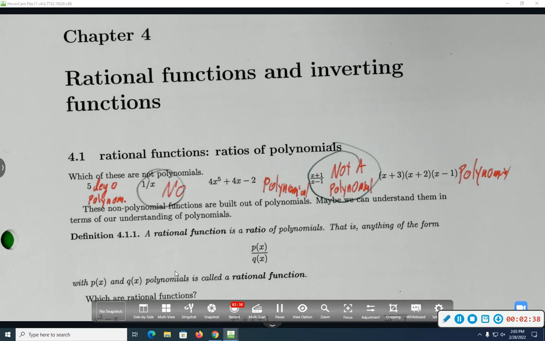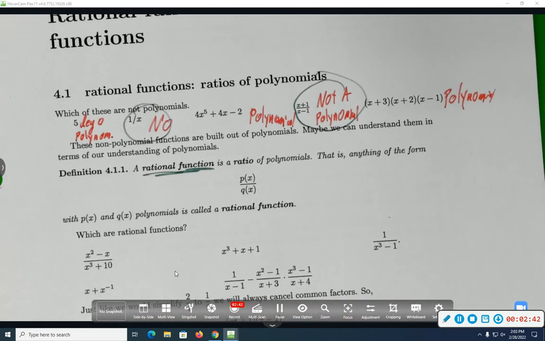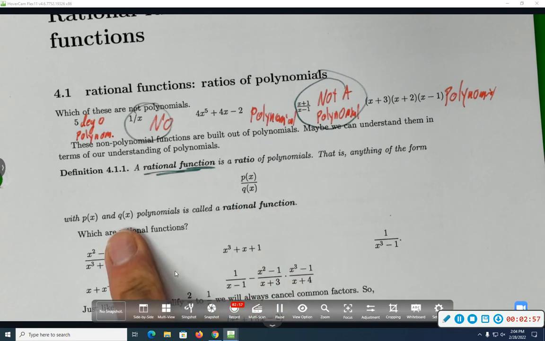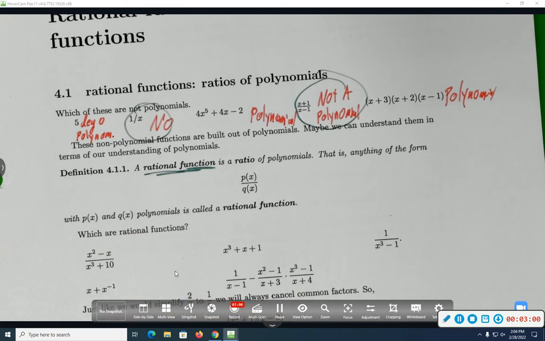We will start studying things called rational functions. A rational function is a ratio of polynomials. That's why it's called a rational function. Same reason a rational number is called a rational number, because it's a ratio of whole numbers. So any function of the form p of x divided by q of x with p and q polynomials is called a rational function.